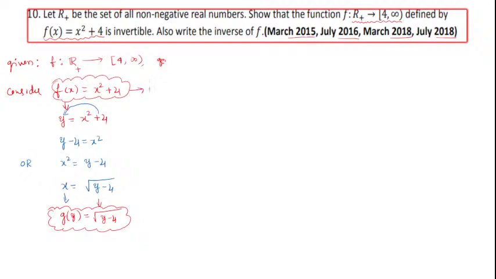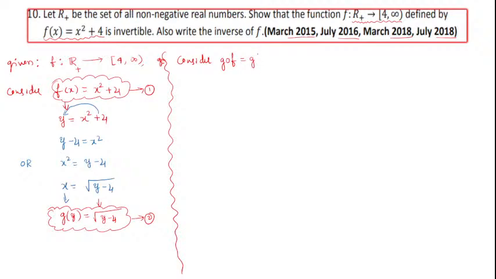Clear? So take this as equation number 1 and this as equation number 2. After this you need to find two conditions. One is GOF, another one is fog. In the previous video I already told you how to find GOF and fog. So first I will consider your GOF function. Clear? Consider GOF, g of f.